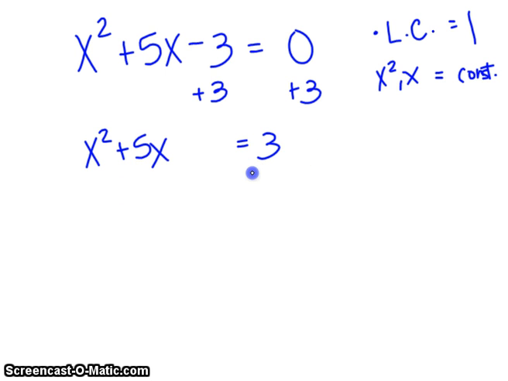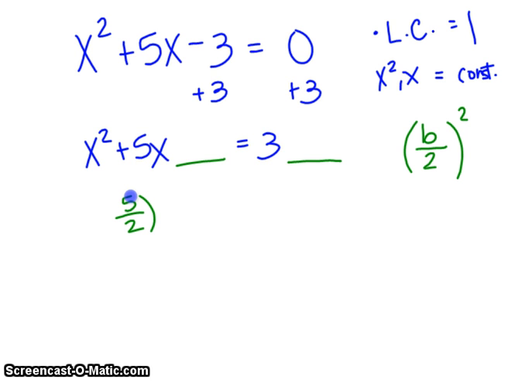So what we need to add to each side, so add it here and here, we take our b value, divide it in half, or divide it by 2, and square it. So here if I look at 5, we have 5 divided by 2 squared, and that's going to be 6.25. So I add 6.25 here and I add it over here.